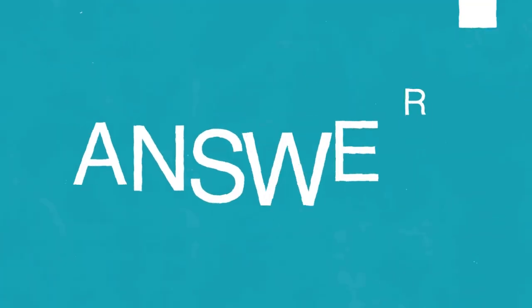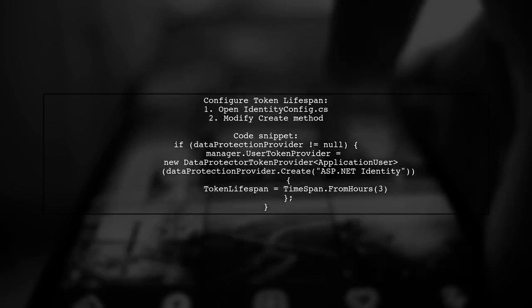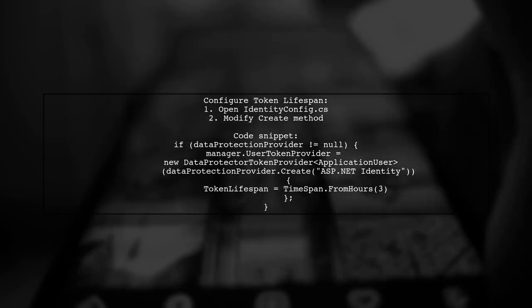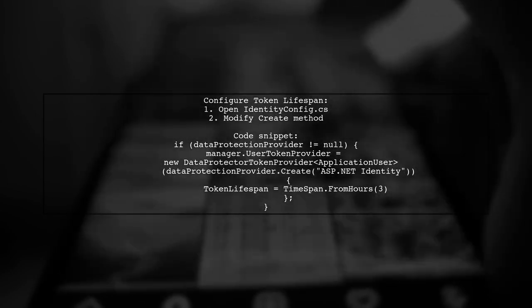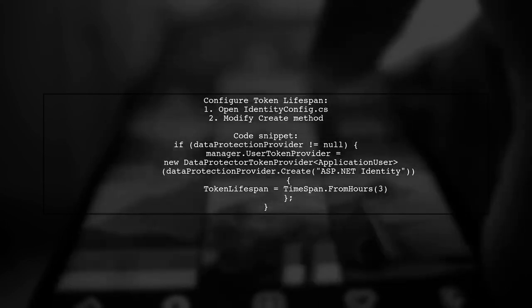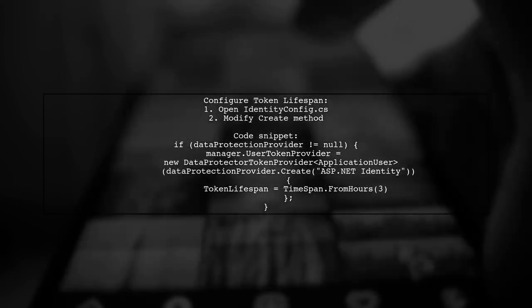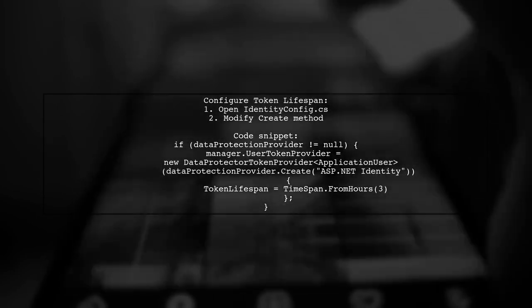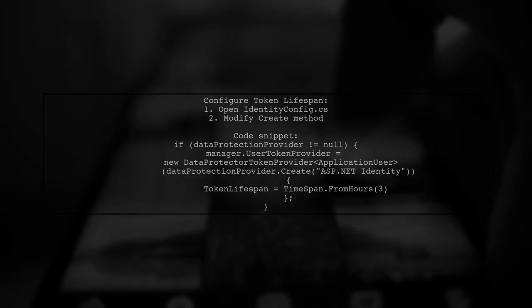Let's now look at a user-suggested answer. To configure the confirmation email token lifespan in ASP.NET Core MVC, you can modify the Create method in the IdentityConfig.cs file. This change sets the token expiration to 3 hours. This simple code adjustment ensures that your confirmation tokens are valid for 3 hours, enhancing your application's security.